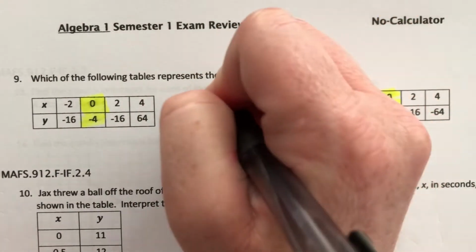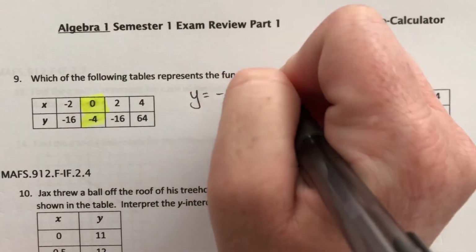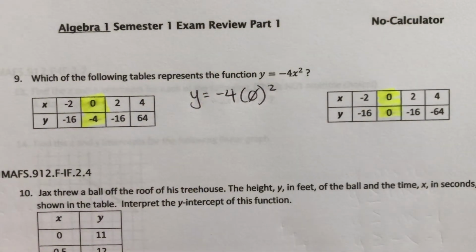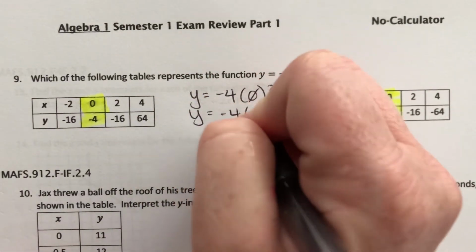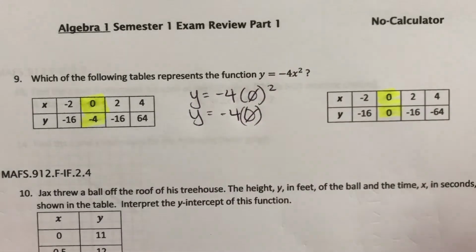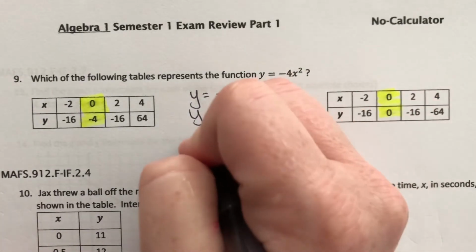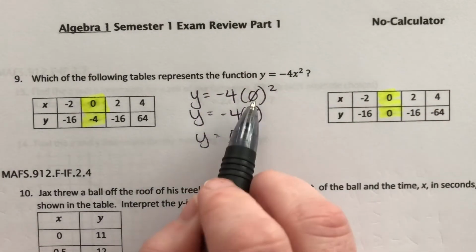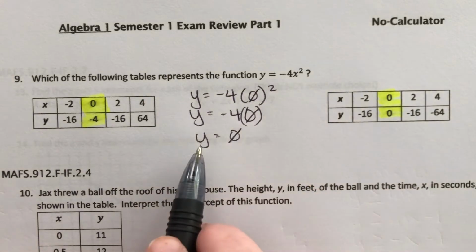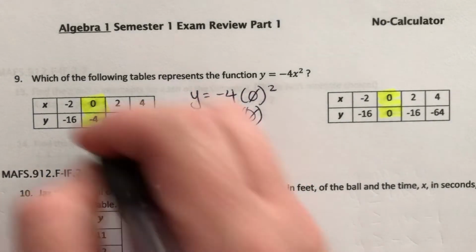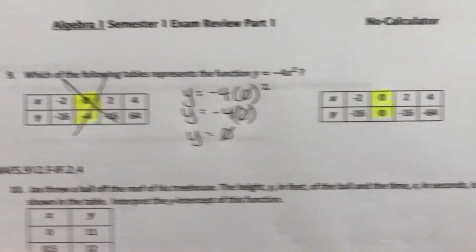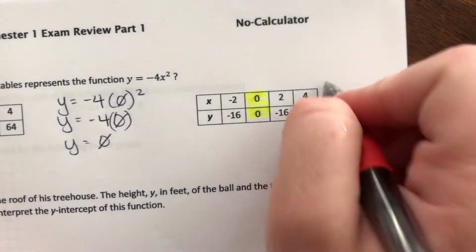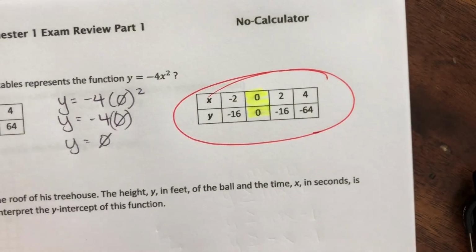Y equals -4 times 0 squared. Excuse me. Y equals 0 squared is 0. And 4 times 0, anything times 0 is 0, so y equals 0. So when I plug in a 0 for x, y equals 0. So this is not going to work because this says y has to be -4 when x is 0. So this is the table that I will use.